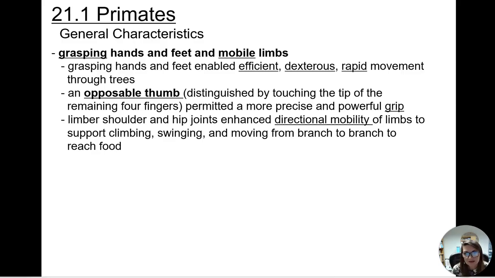It's going to help to distinguish by touching the tip of the remaining 4 fingers. This is going to permit more precise and powerful grips. It gives limber shoulder and hip joint enhancements that we're going to see starting to develop. That gives them directional mobility of limbs that support climbing, swinging, and moving from branch to branch to reach food. So that's how it's going to start out in the arboreal areas.